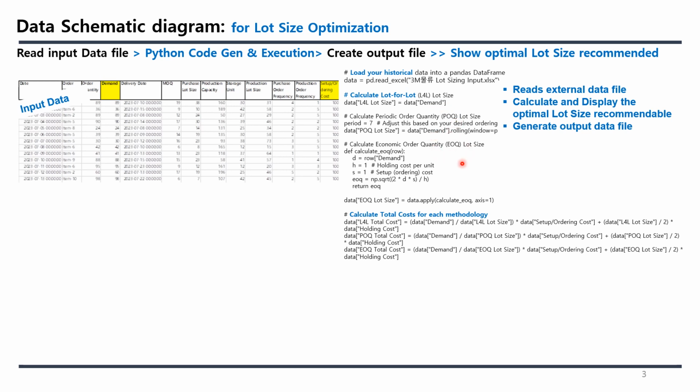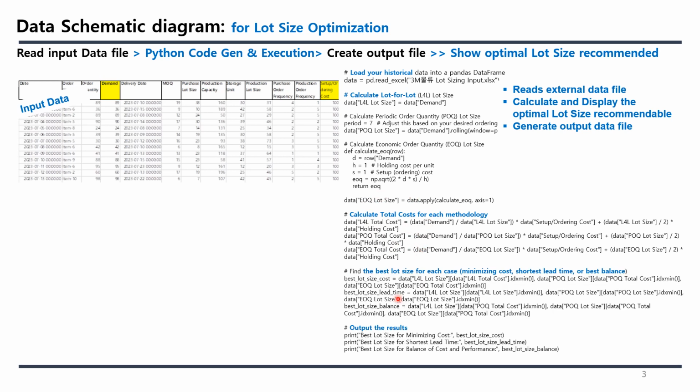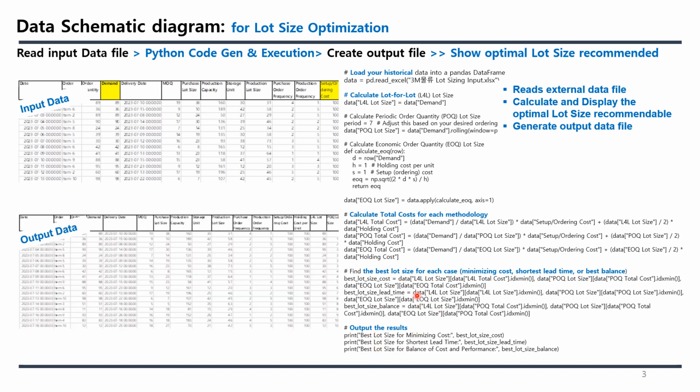And then, as we have designed, we calculate the total cost for each methodology, and then show the lot size for each case, depending on the objective of the enterprise, whether they are pursuing minimizing the cost, or want the shortest lead time, or a balance between the two. Then we execute the program and get a recommended output file.